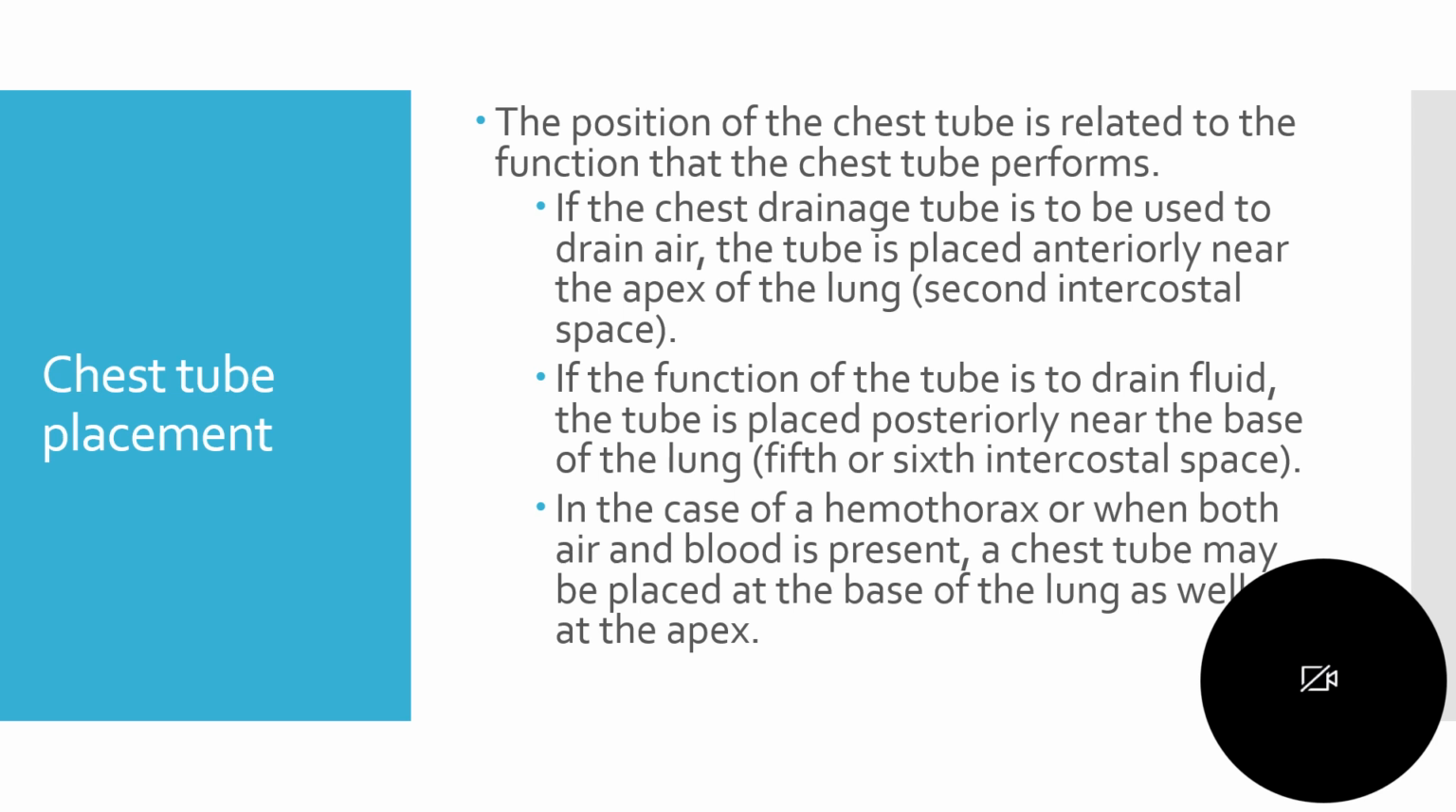Placement of a chest tube can be around the apex of the lung, which is the second intercostal space. That's when there is air that needs to be drained. If it's blood or fluid that needs to be drained, then the tube is going to be placed at the base of the lung around the 6th or 7th intercostal space.